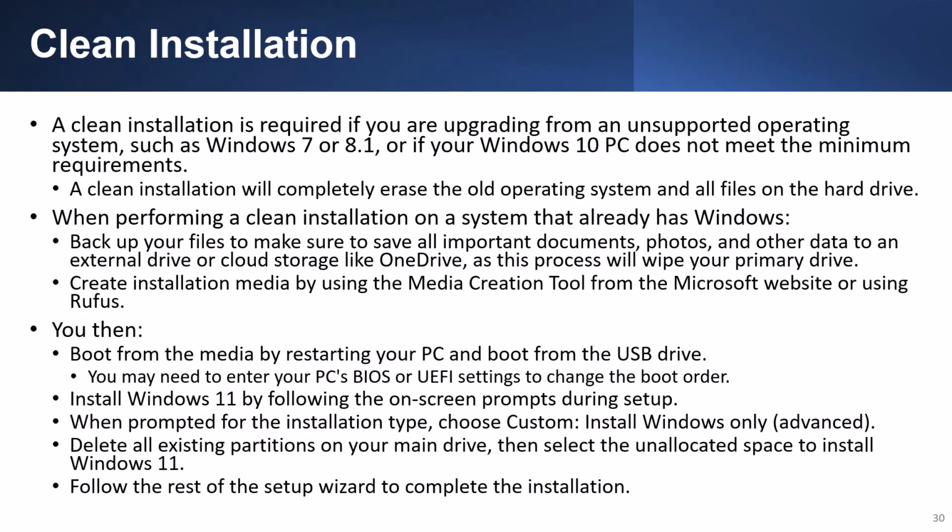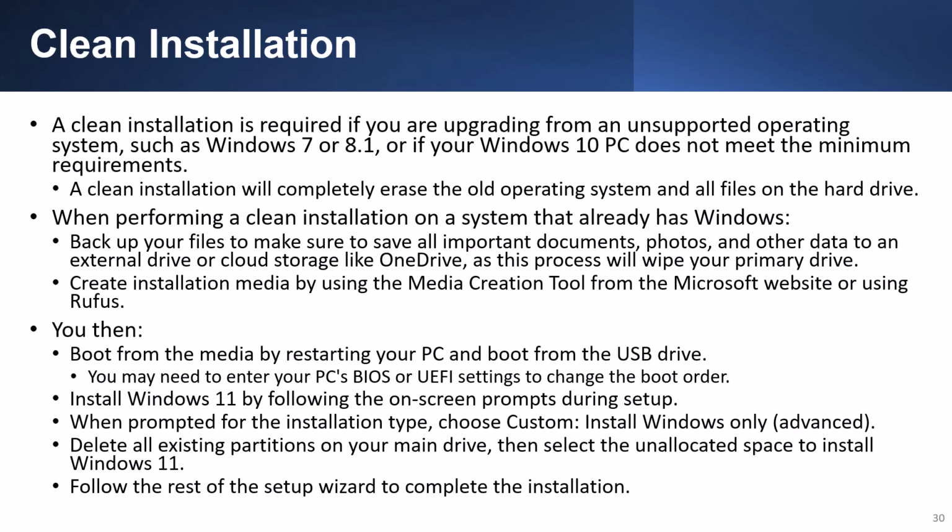When performing a clean installation on a system that already has Windows, back up your files to make sure you save all important documents, photos, and other data to an external drive or cloud storage like OneDrive, as this process will wipe your primary drive. Create installation media by using the media creation tool from the Microsoft website or use Rufus. You then boot from the media by restarting your PC and booting from the USB drive. You may need to enter your PC's BIOS or UEFI settings to change the boot order.